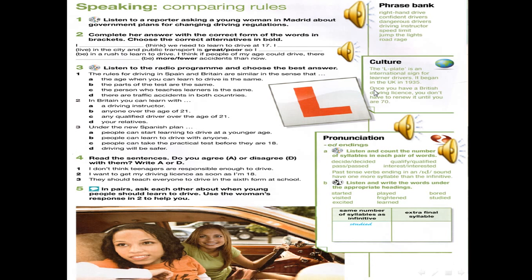Right? Once you have a British driving license, you don't have to renew it until you are 70. So when you get a driving license, it's, let's say, valid until you are 70 years old. Right? Okay. Let's go to the next page.